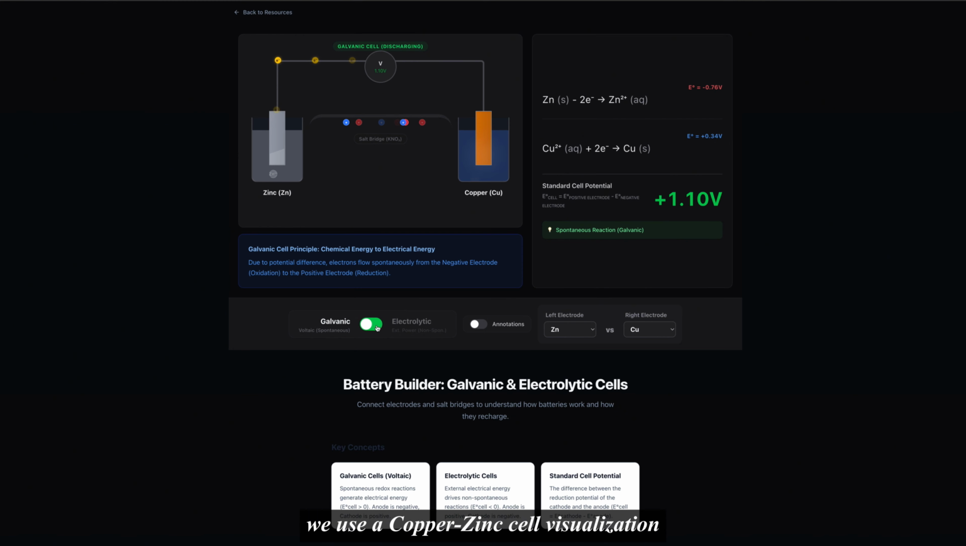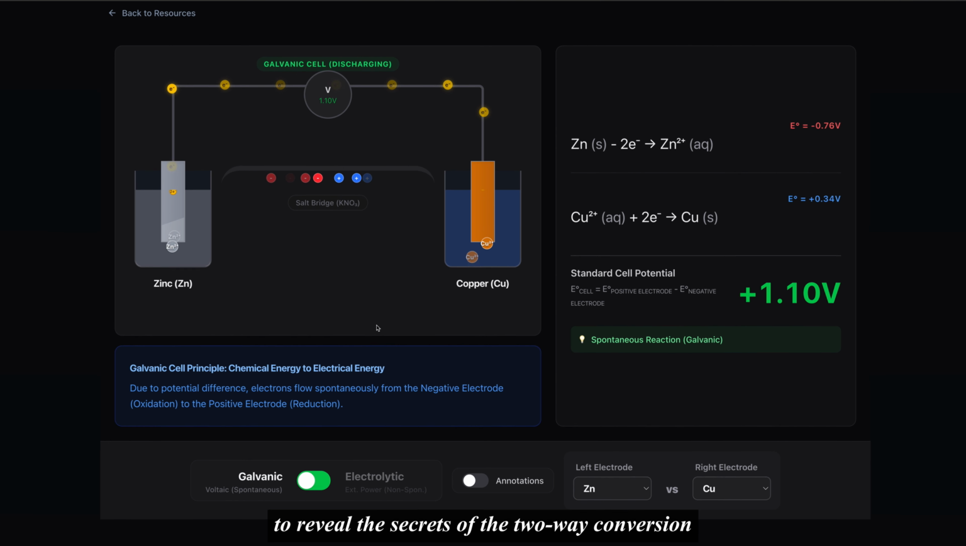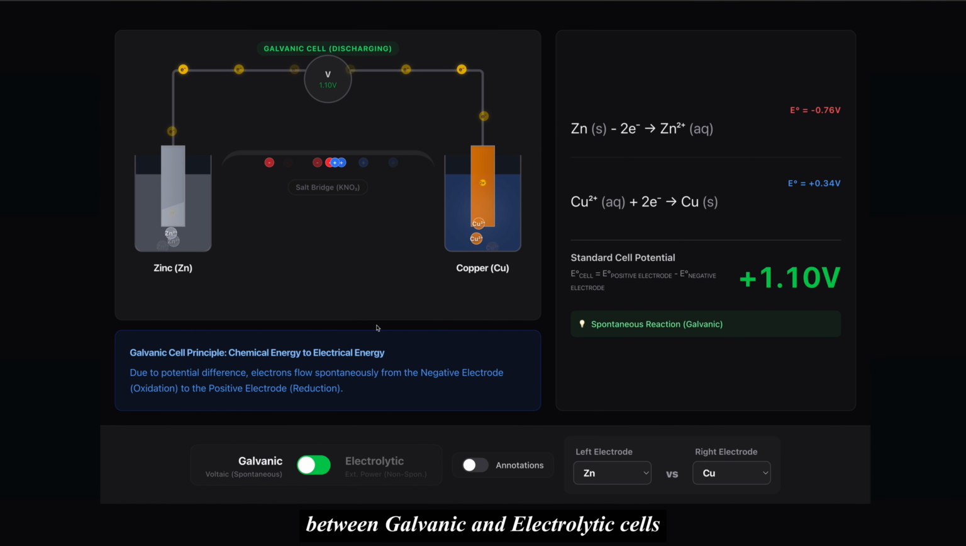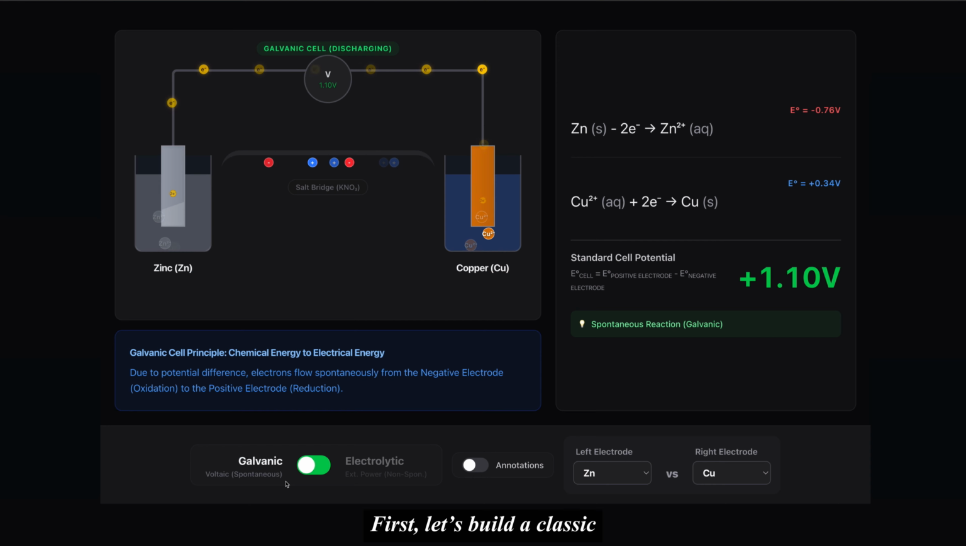Today, we use a copper-zinc cell visualization to reveal the secrets of the two-way conversion between galvanic and electrolytic cells. By the end of this 3-minute video, you will finally master the concepts of positive, negative, anode, and cathode that confuse so many students. First, let's build a classic copper-zinc galvanic cell.